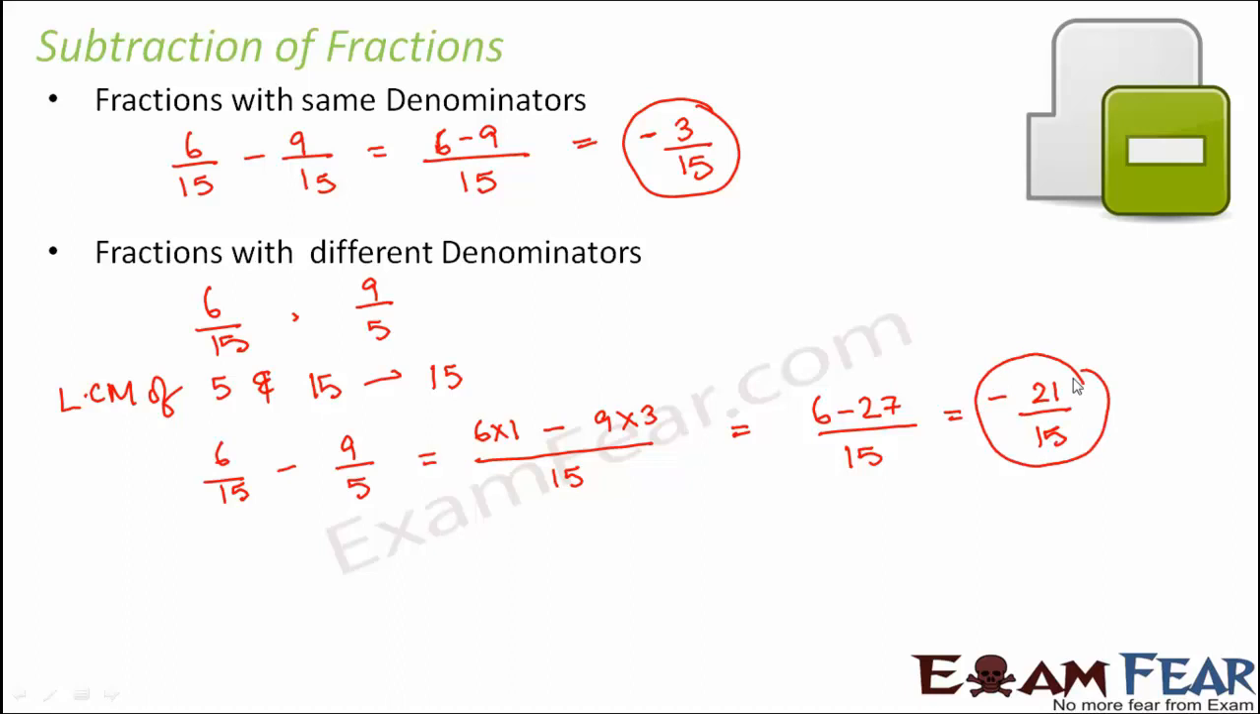So for addition and subtraction, when both the fractions have the same denominator, it is pretty simple. You directly add or subtract the numerators. But when you have different denominators, you take the LCM of both the denominators and then you proceed with the addition or subtraction. So basically, this is how we add or subtract fractions.